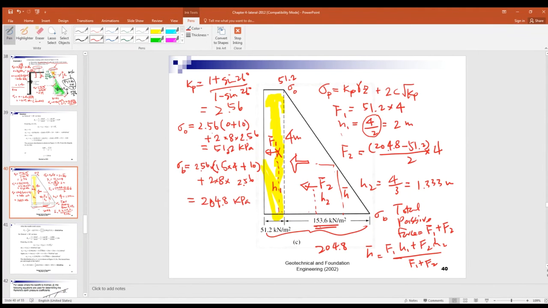And then for H2, we are talking about this big triangle. Now tell me what's the centroid. The centroid is here, right? You know the centroid of the triangle is equal to 1/3 of its height about the base, right? So H2 is equal to 4 meters times 1/3, right? So that is the centroid of the green triangle.